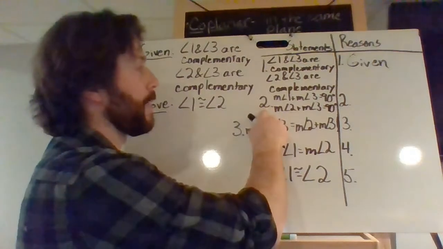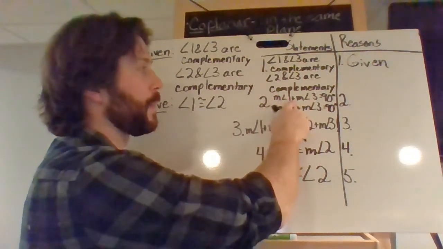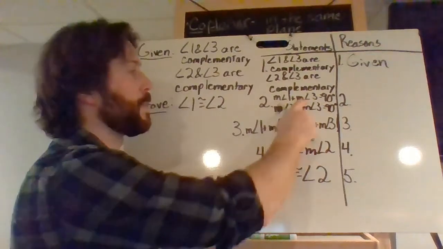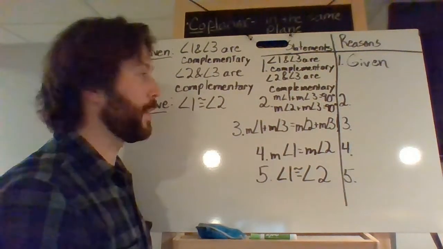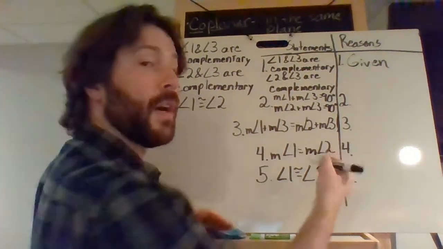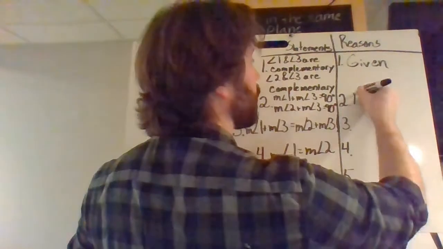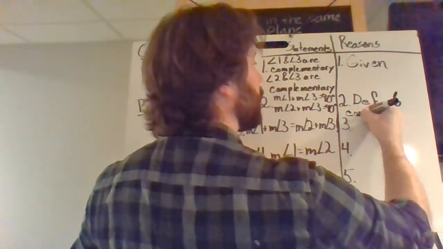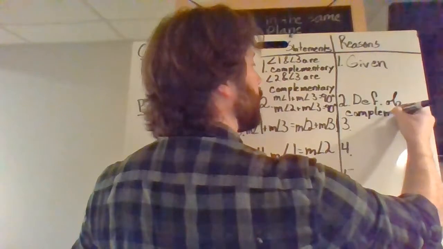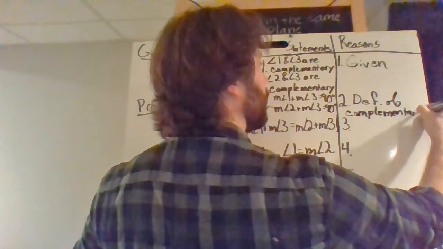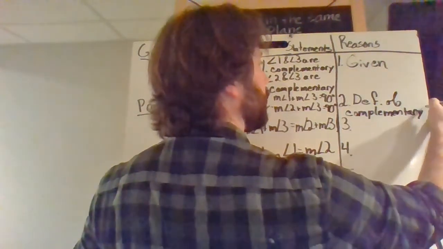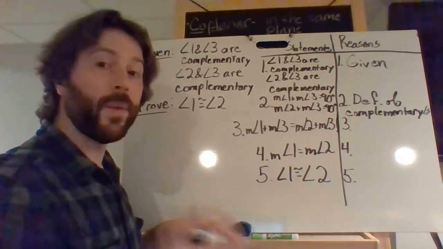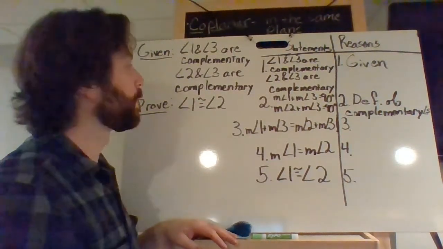Next up, statement 2, they say measure of angle 1 plus measure of angle 3 equals 90 degrees. Measure of angle 2 plus measure of angle 3 equals 90 degrees. Well, guys, that's the definition of complementary angles. If we know that angles are complementary, we know their measures add up to 90 degrees.